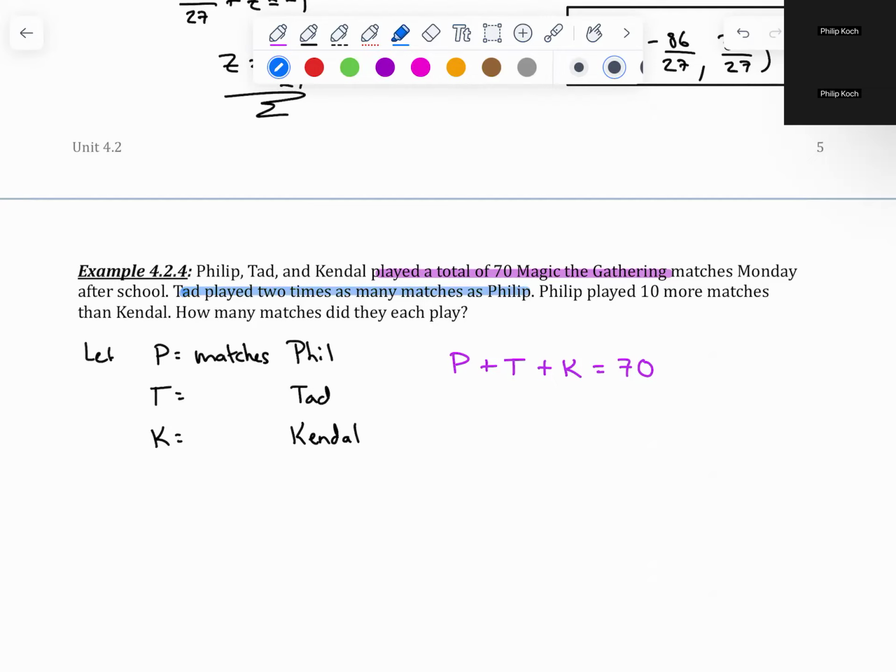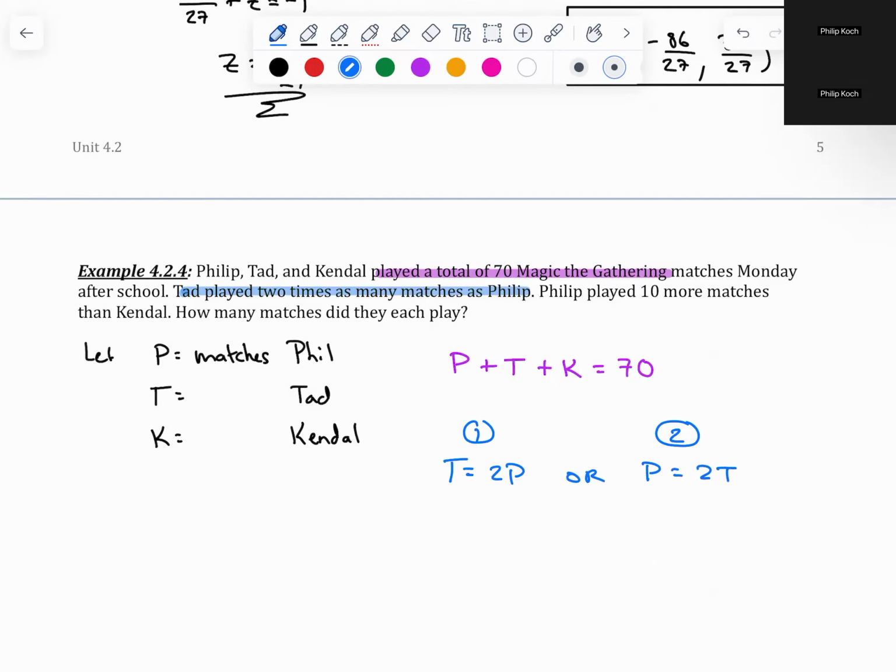Don't write this down. Is it T equals 2P or P equals 2T? Which one? 1 or 2? I heard some people say 1, some people say 2. The correct answer is number 1. And it's okay if you didn't get that because that's me every single time. This one always throws me off.